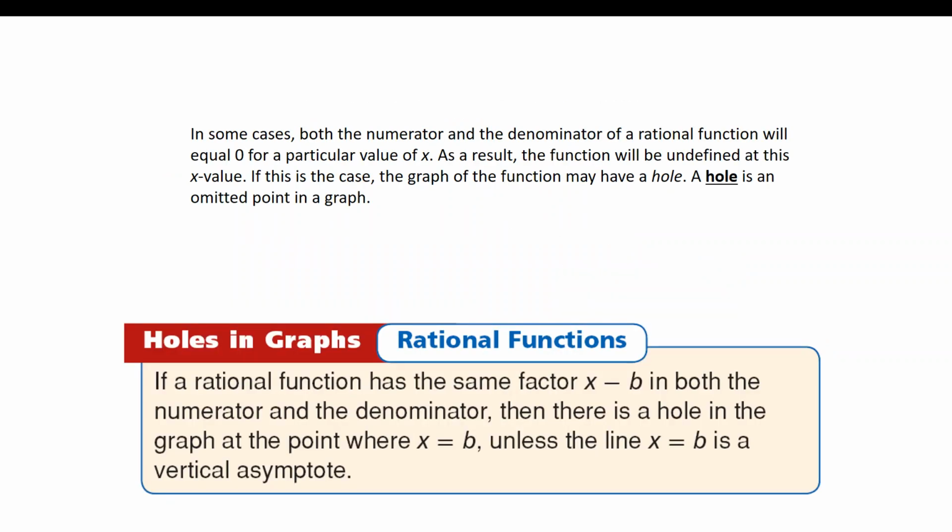All right, in some cases, both the numerator and the denominator of a rational function will equal 0 for a particular value of x. As a result, the function will be undefined at this x value. If this is the case, the graph of the function may have a hole. A hole is an omitted point in the graph. All right, holes in graphs. If a rational function has the same factor x minus b in both the numerator and the denominator, then there is a hole in the graph at the point where x equals b, unless the line x equals b is a vertical asymptote.